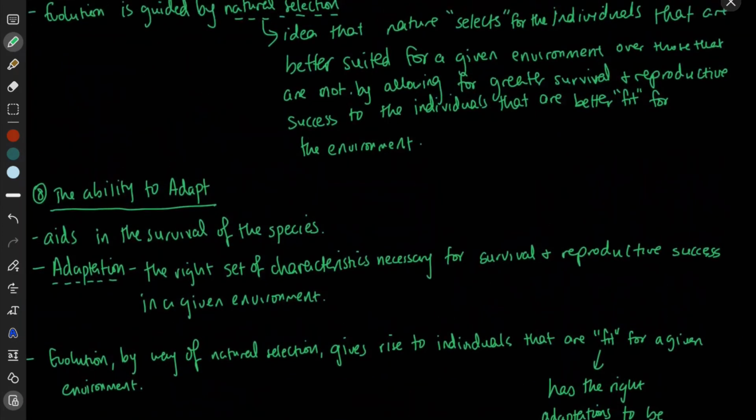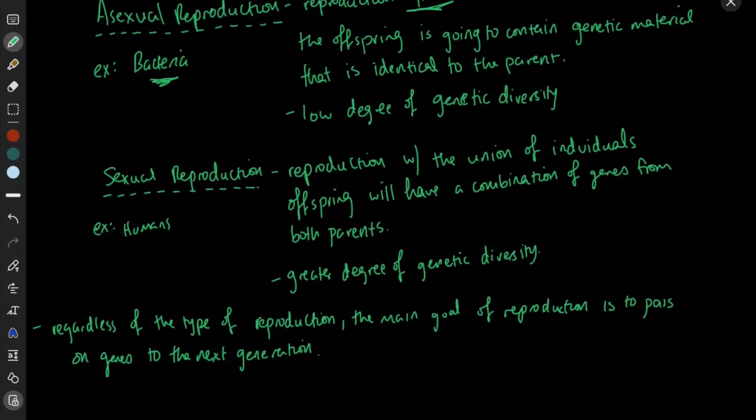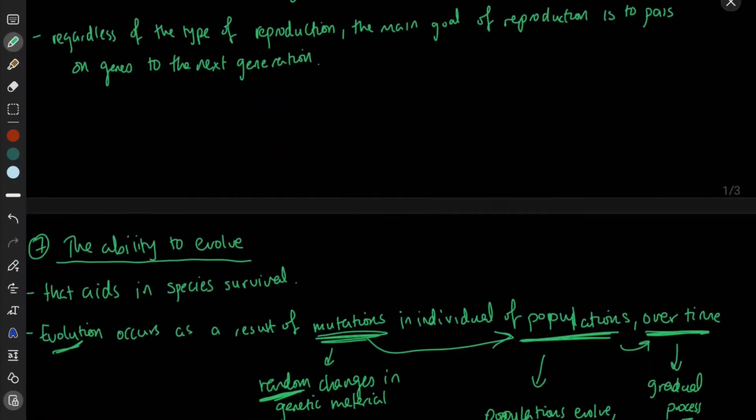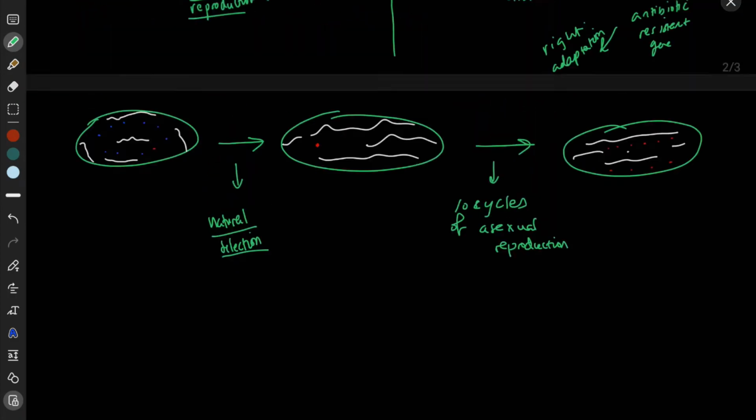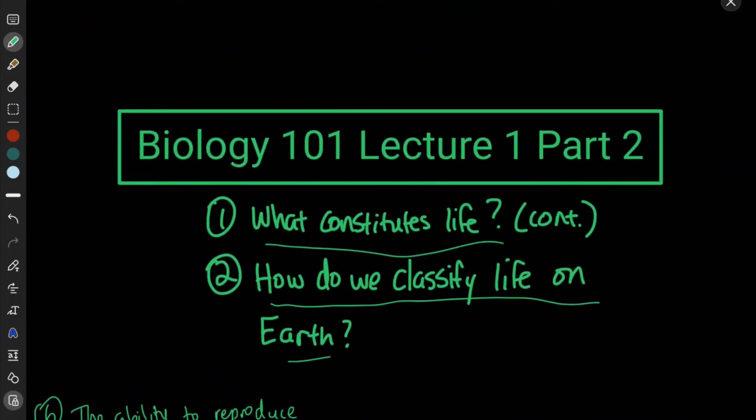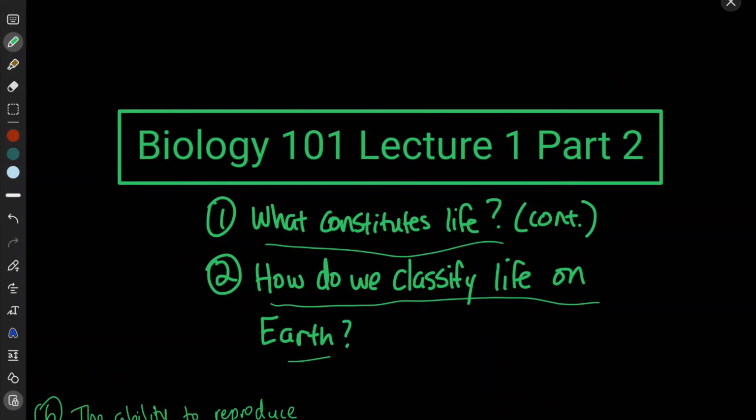So that hopefully illustrates all of these remaining 3 characteristics that we discussed earlier in this video: again, the ability to reproduce, the ability to evolve, and the ability to adapt. Okay, so that was it. So now we've answered, using what we learned in part 1 of lecture 1, we discussed those 5 characteristics, and then we finished off by discussing the remaining 3 characteristics. So now we have a better idea as to what constitutes life.